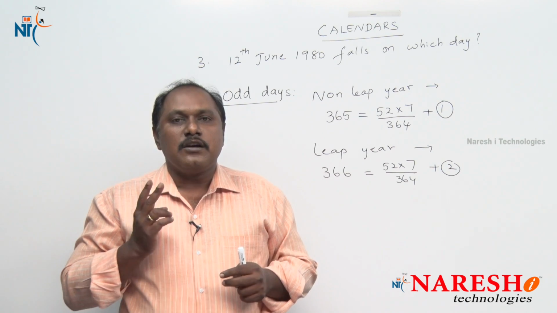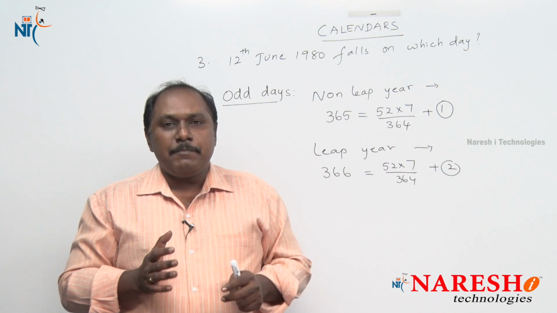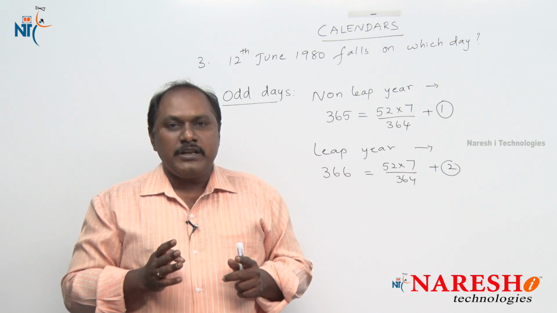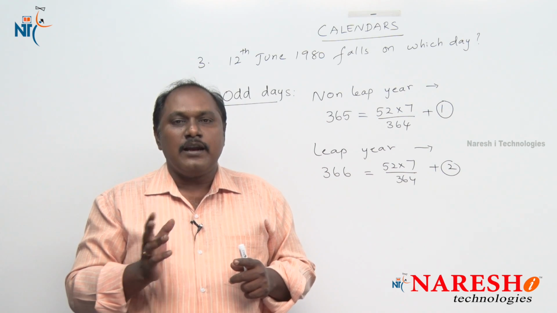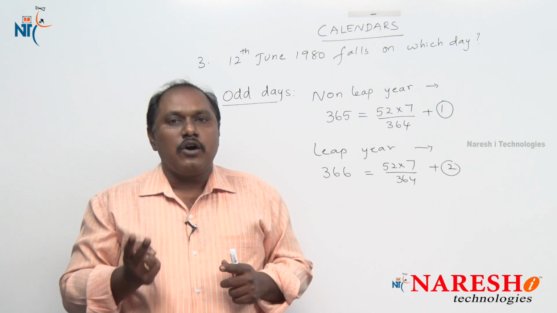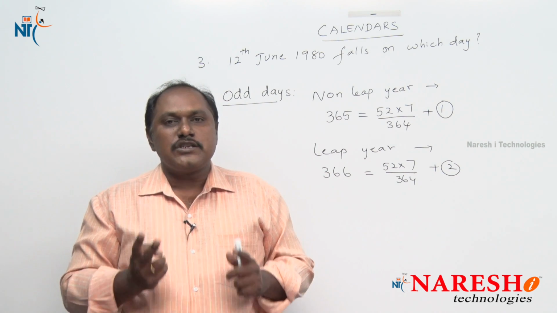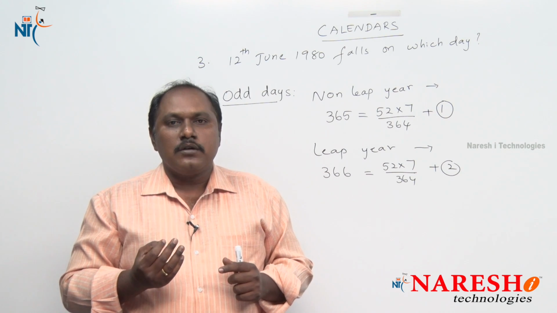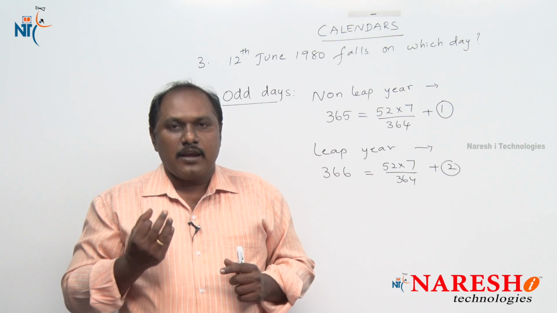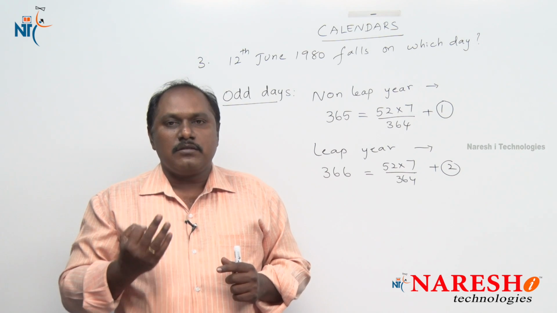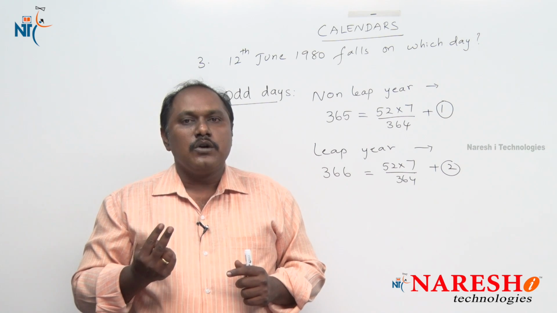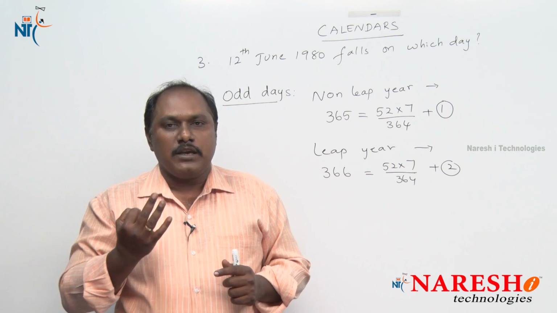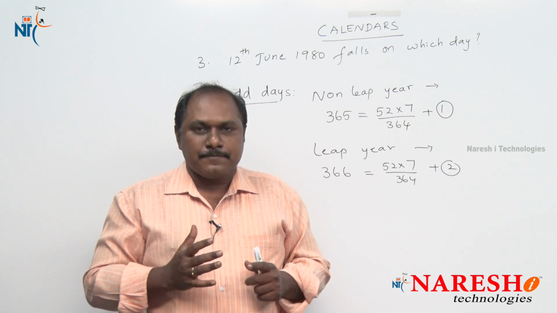April has 2 odd days. In the month April, we have 30 days. In those 30 days, we can make 4 weeks, 7 fours are 28, and 2 days are remaining. Those two are odd days. So April has 2 odd days. May has 3 odd days. June 2 odd days. July 3 odd days. August 3. September 2. October 3. November 2 and December 3. Now these are the odd days.